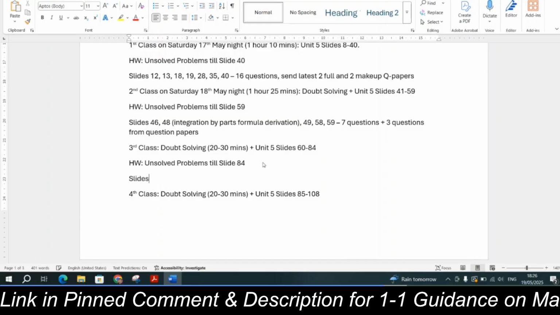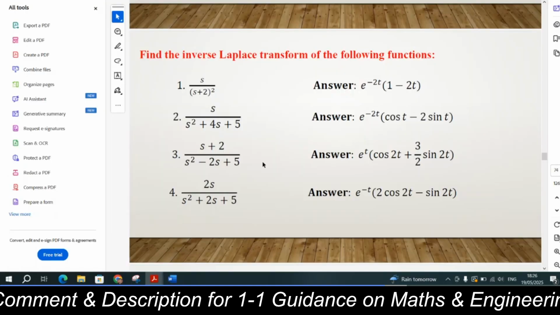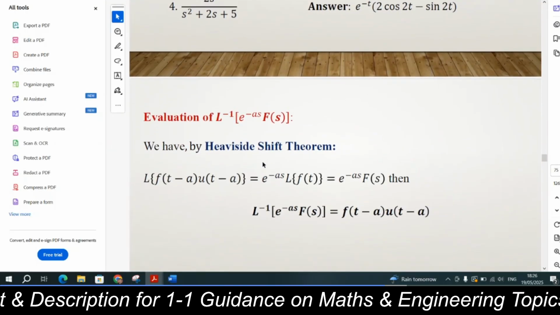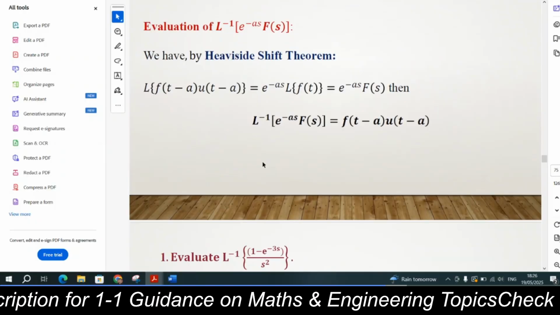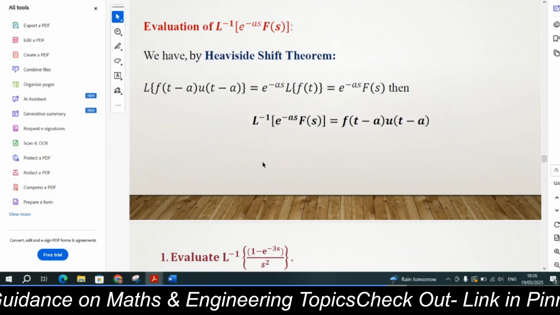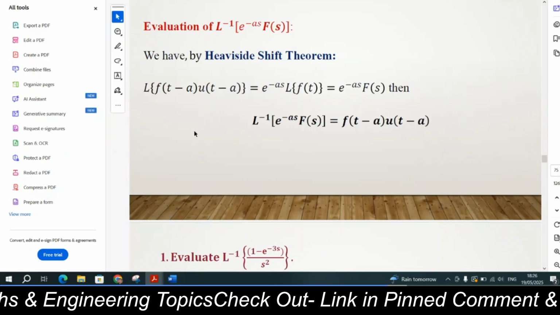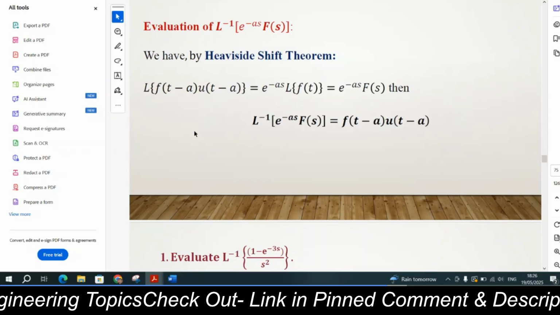Okay. Yes, sir. Let's move on. This is your first slide for homework. Slide number 74. I will make a note of it. Shall we go ahead? Yes, sir.